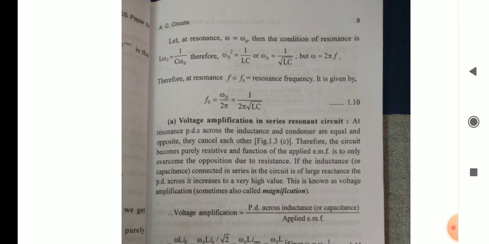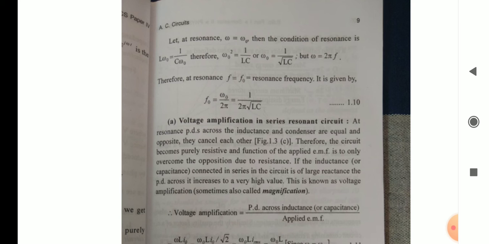Then the next point is voltage amplification in a series resonance circuit. At resonance, the potential differences across the inductance and the condenser are equal and opposite. They cancel each other. Therefore the circuit becomes purely resistive, and the function of the applied EMF is only to overcome the opposition due to resistance.